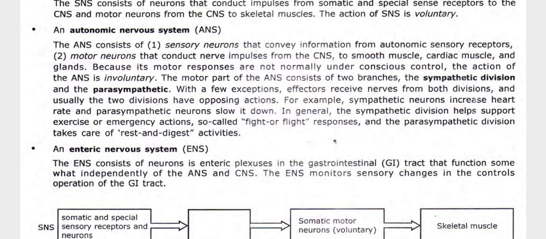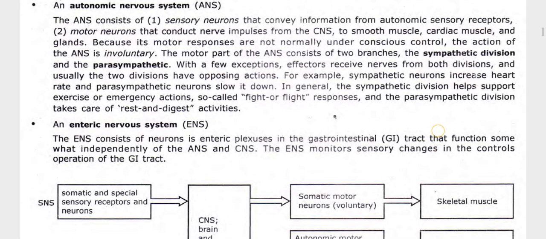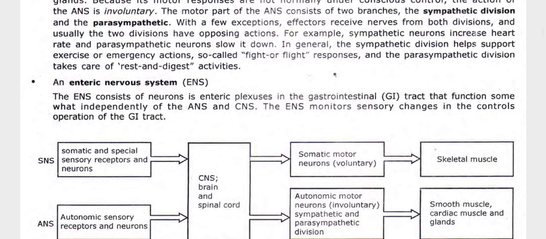The motor part of the ANS consists of two branches, the sympathetic division and the parasympathetic division. With a few exceptions, effectors receive nerves from both divisions, and usually the two divisions have opposing actions. For example, sympathetic neurons increase heart rate and parasympathetic neurons slow it down. So in general, the sympathetic division helps support exercise or emergency actions, so-called fight or flight responses, and the parasympathetic division takes care of rest and digest activities.